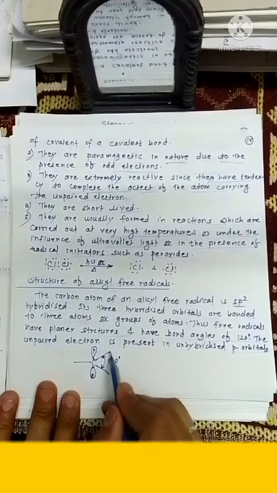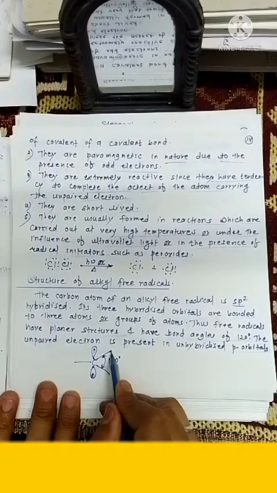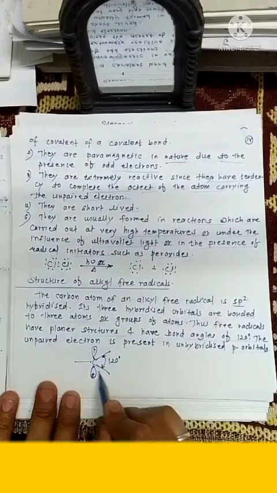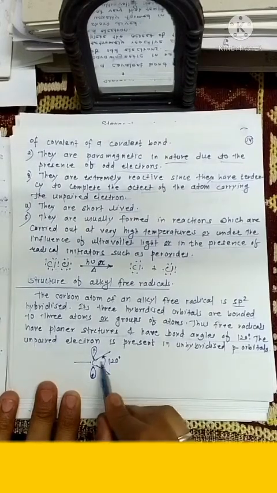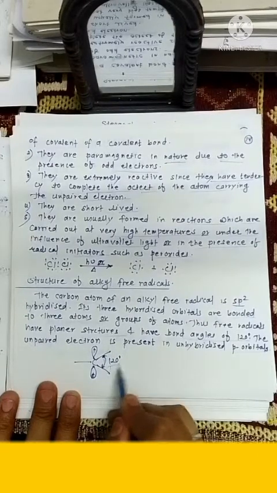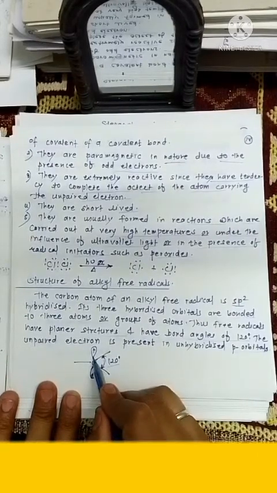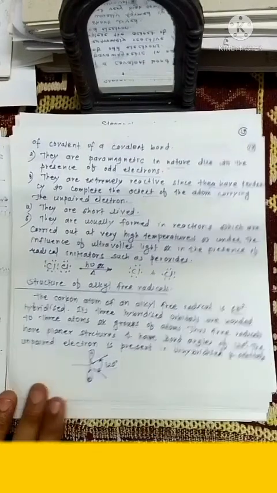Here we see that these 3 lines basically denote sp2 hybridized orbitals, which are in one plane, that is, trigonal planar geometry. The angle between these hybrid orbitals is 120 degrees. The unhybridized p orbital contains a single electron.